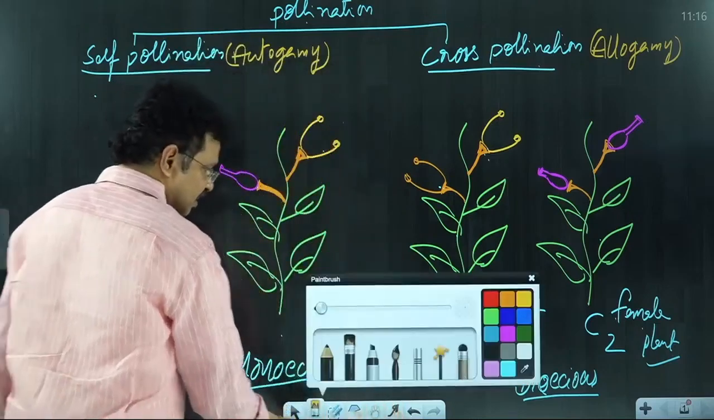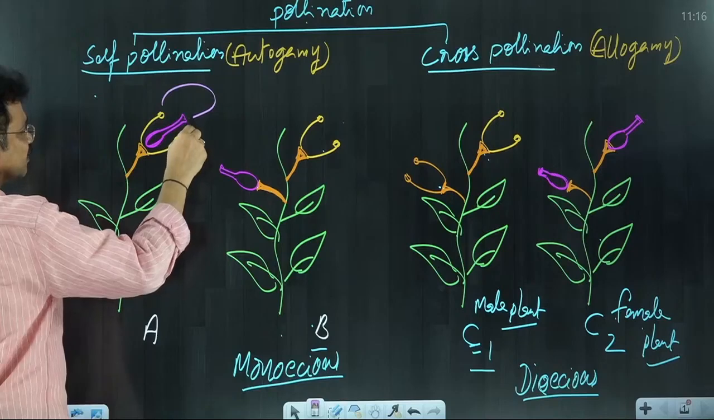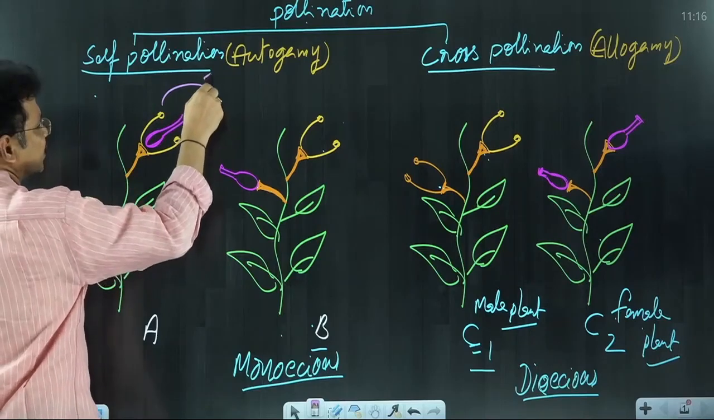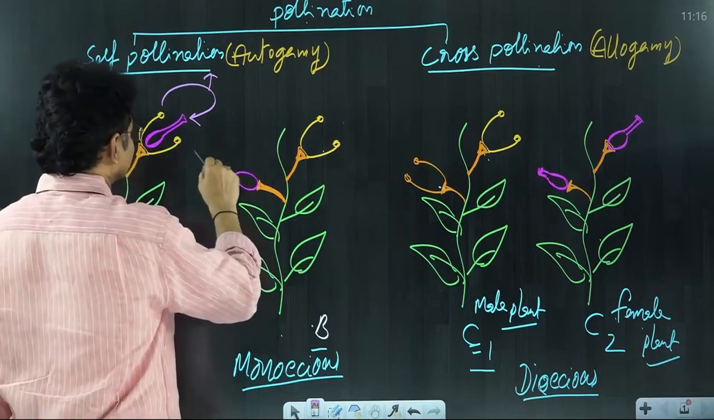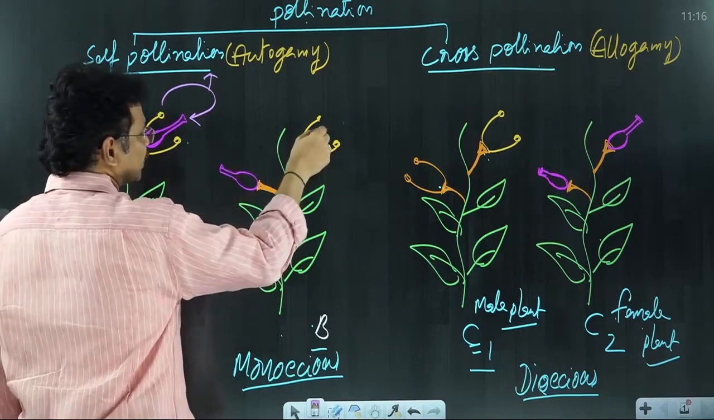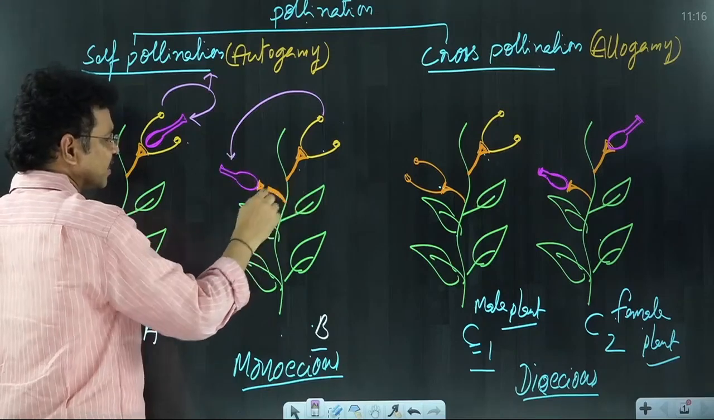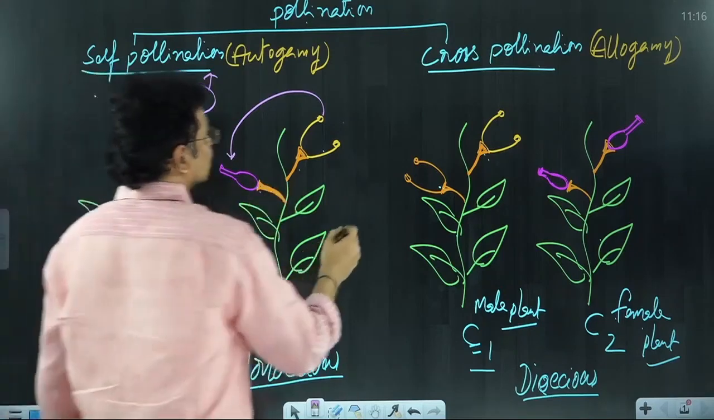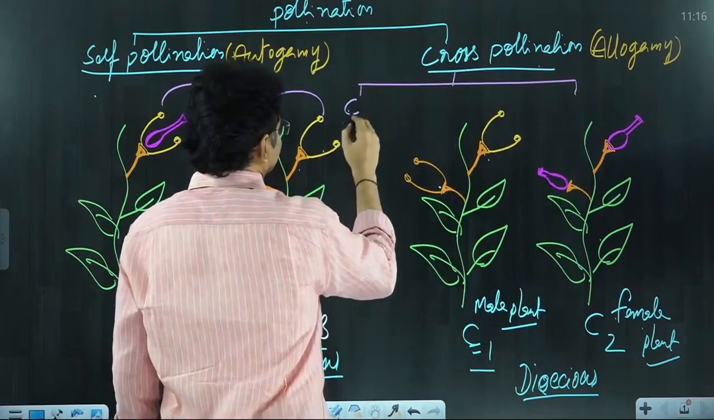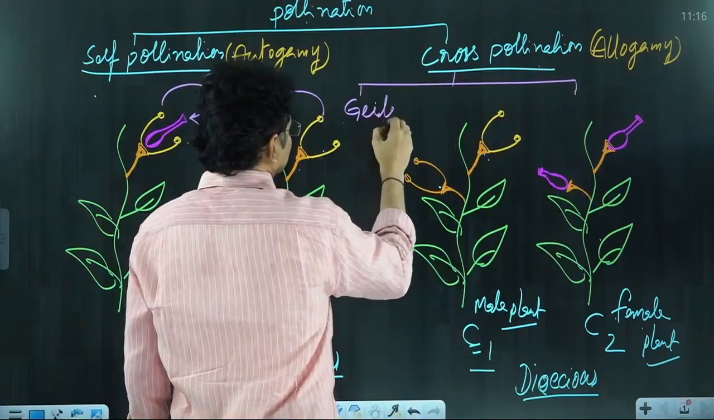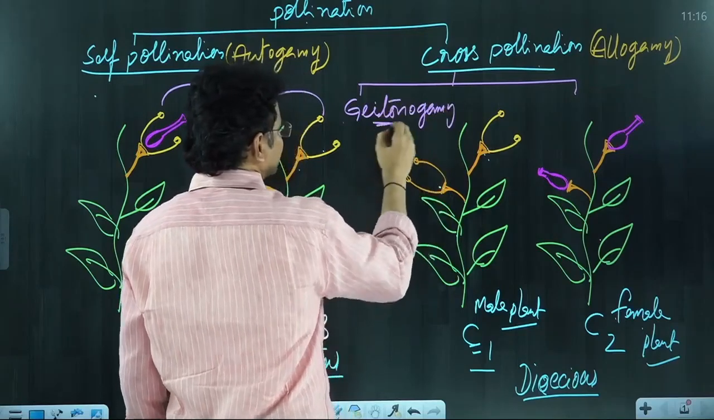Pollen transfer from anther to stigma of the same flower is the meaning of self pollination or autogamy. Pollen transfer from anther to stigma present in two different flowers of the same plant is the geitonogamy. Cross pollination is further divided into two categories. Geitonogamy is a kind of cross pollination.